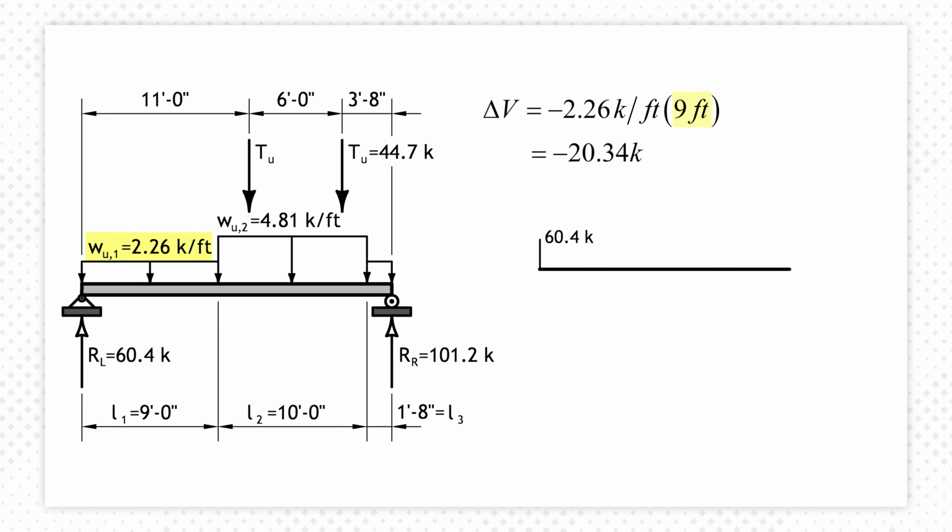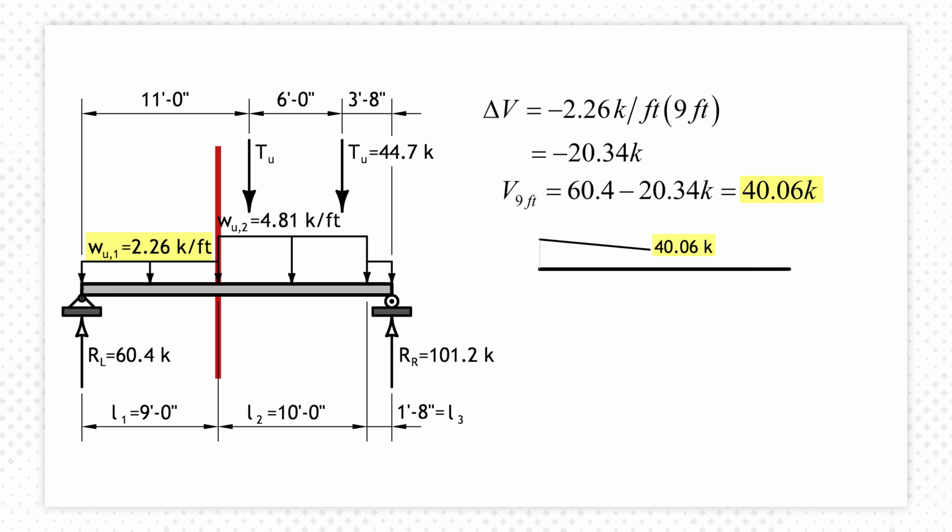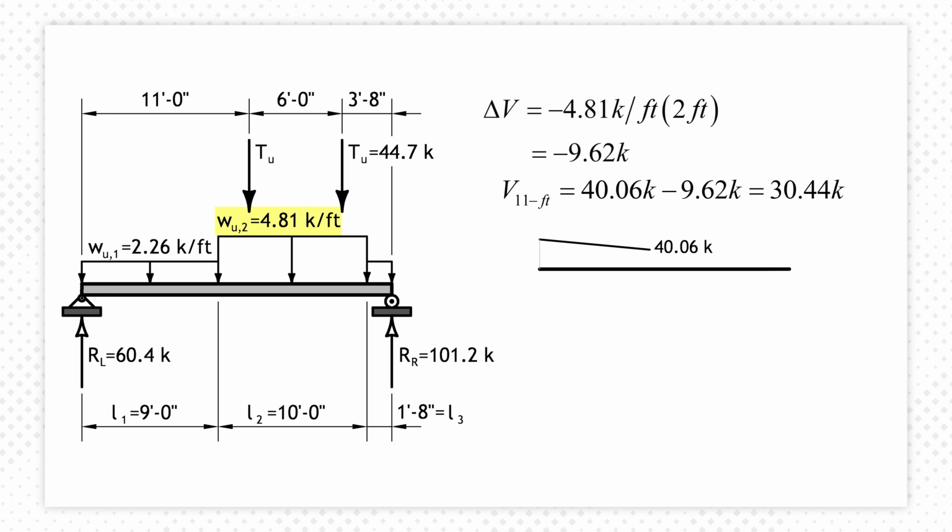Going 9 feet, this creates a negative 20.34 kip change in shear. Subtracting this from the left reaction, the shear is at this point 40.06 kips. For the next 2 feet, we repeat this with the larger line load W sub U2, generating a change in shear of negative 9.62 kips and resulting shear magnitude of 30.44 kips.